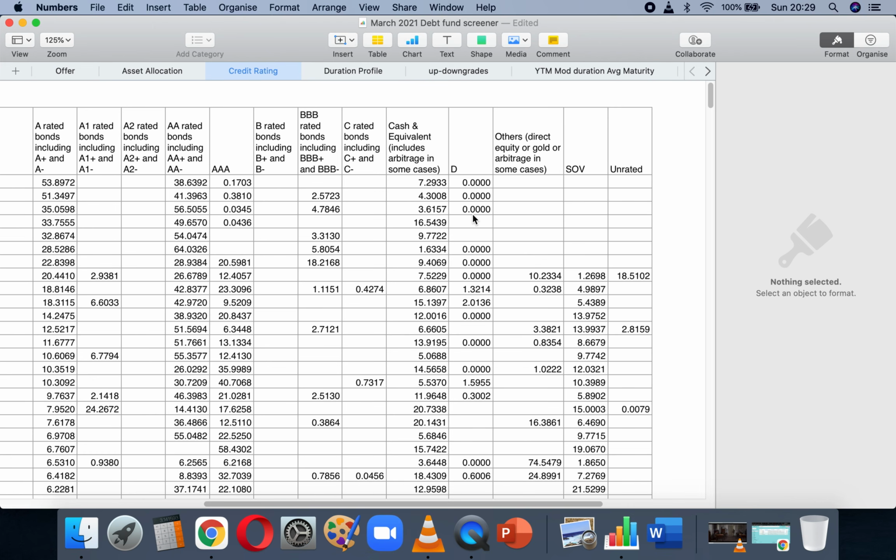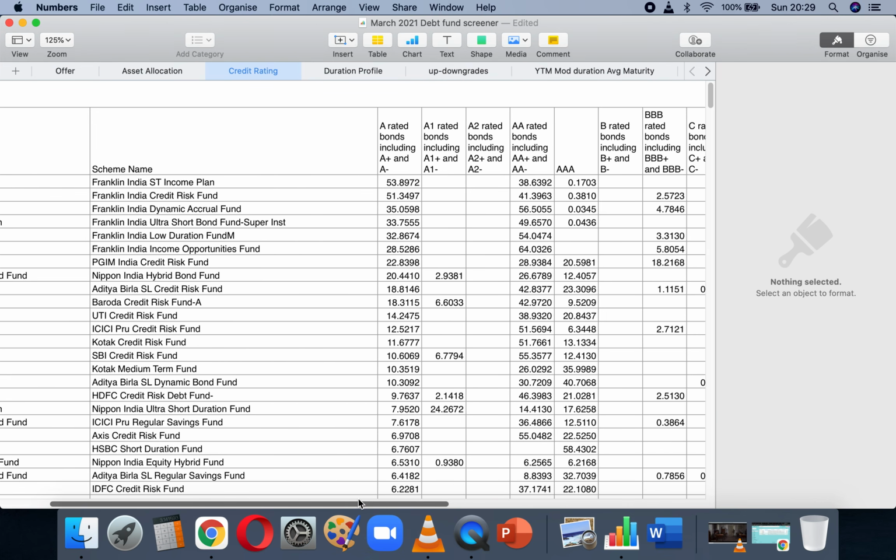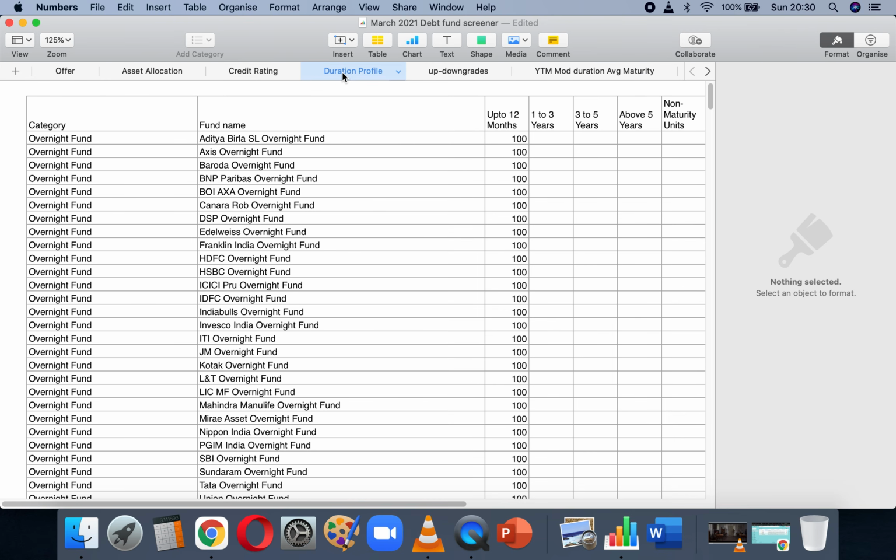So you bin A plus and A minus as one bin, AA plus, AA minus as one bin, AAA is separate. Then you have A1, A2. I don't know if there's an A3. Maybe there's no fund with an A3, so I removed it. I don't remember the ratings. You have B; double B is not there because there's no fund which holds it. You have C, etc. You have also the default category, where something has defaulted. So that's that.